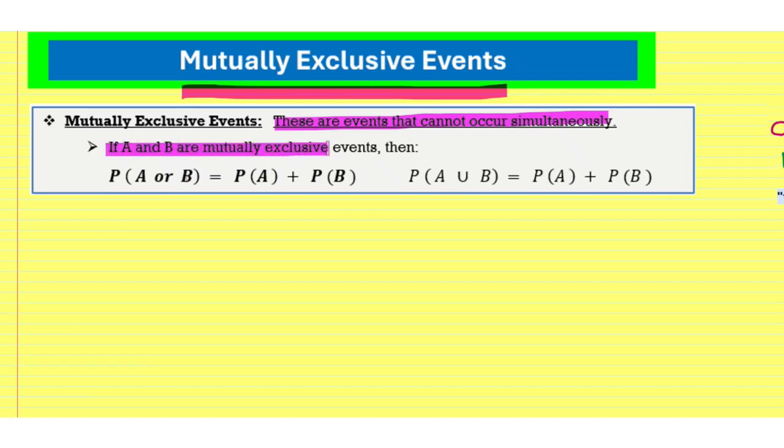These are events that cannot occur simultaneously. If A and B are mutually exclusive events, then the probability of A or B is equal to the probability of A plus the probability of B.